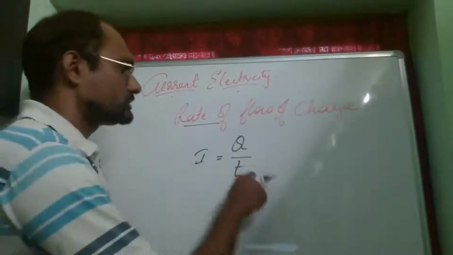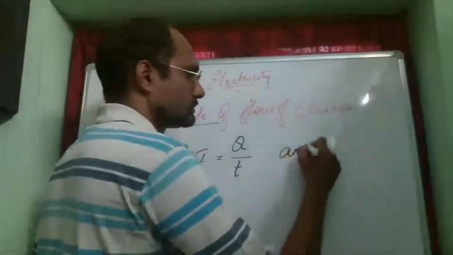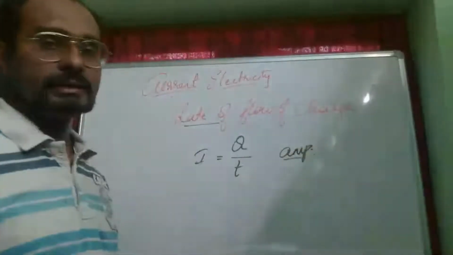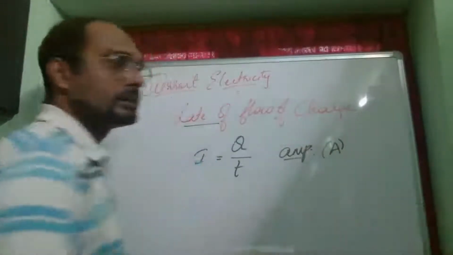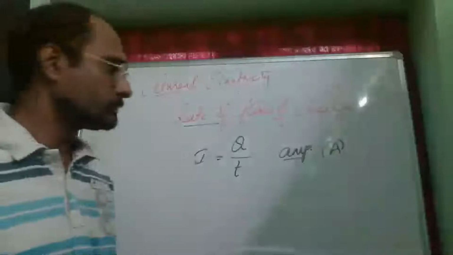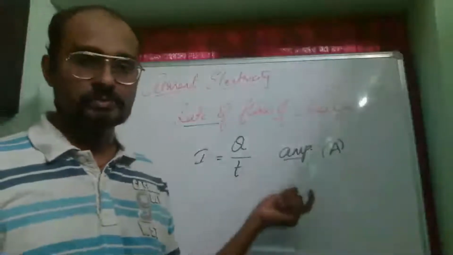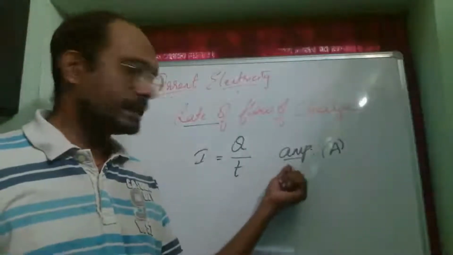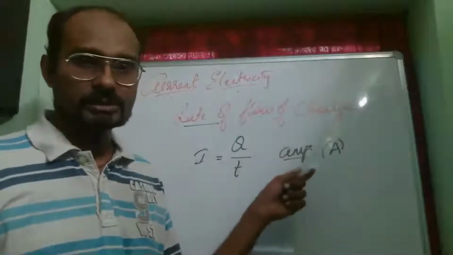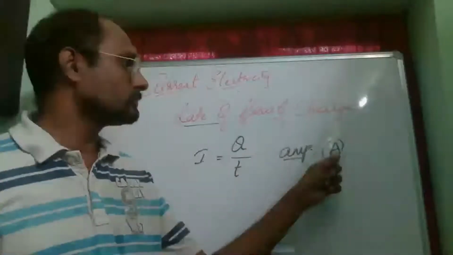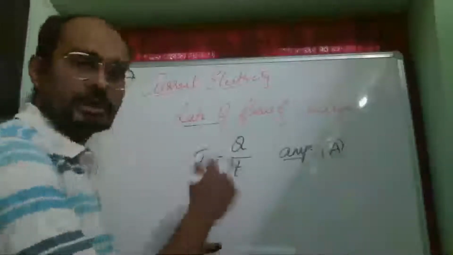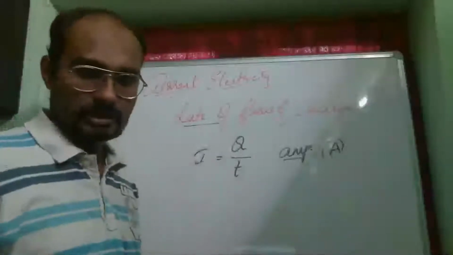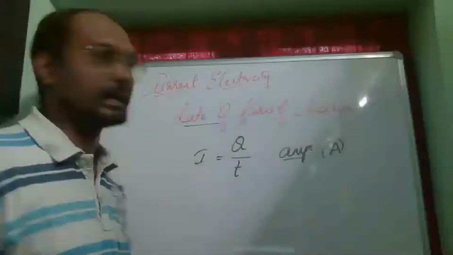The SI unit of current is amperes, and it is denoted by the capital letter A. Ampere being the name of a scientist, when you write it in full form, we write it in small letters, and when we represent it in symbolic form, we write a capital letter. The speed with which the charge is traveling, we call it current.